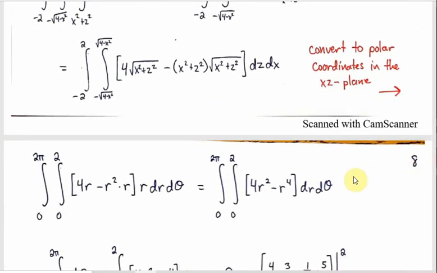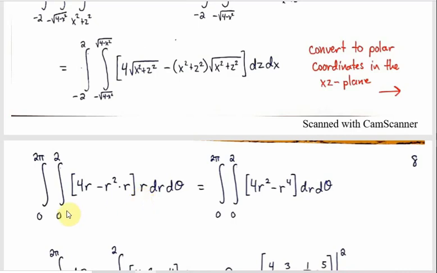So I did it, and I said, by definition, r is the square root of x squared plus z squared. So that square root, that's an r. This is an r squared, right? So that's that right there. This square root's another r. And then when we switch, you're going to end up with r dr d theta. So again, from the last section, don't forget that r right there.